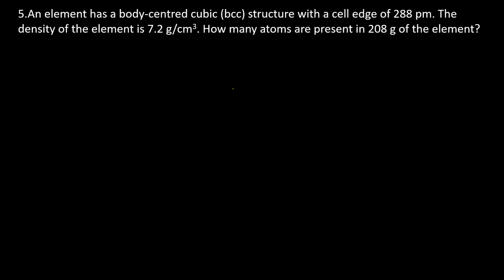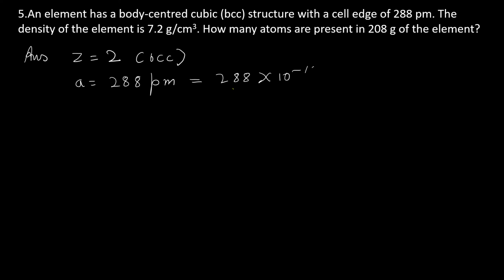Next one is: an element has BCC cubic structure. So Z is equal to 2, as it has BCC structure, with a cell edge of 288 picometer, or you can say 288 into 10 raised to power minus 10 centimeter. Now density is given to you, 7.2 gram per centimeter cube. Now what you have to calculate in this question is how many atoms are present in 208 gram of the element. This question is very important.